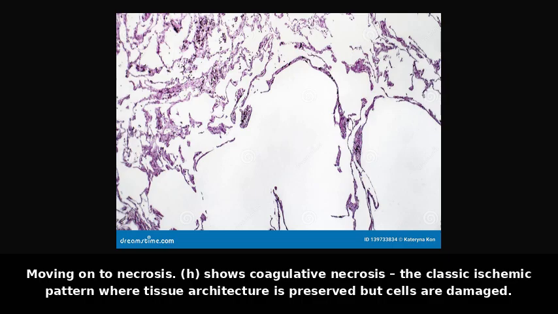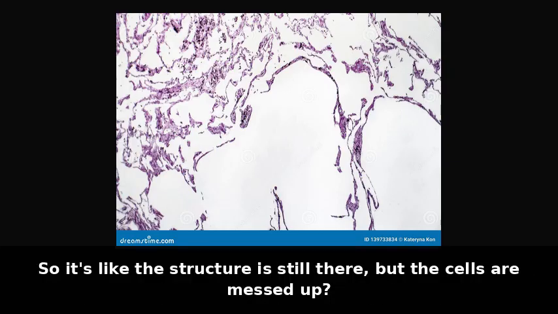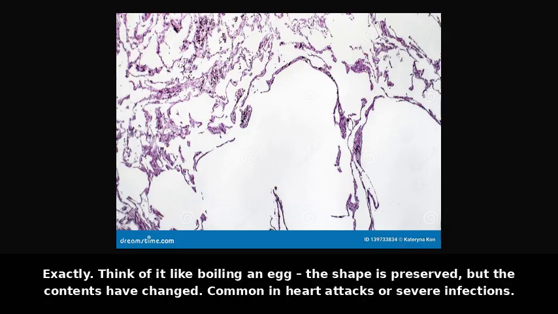Moving on to necrosis. H shows coagulative necrosis, the classic ischemic pattern where tissue architecture is preserved, but cells are damaged. So it's like the structure is still there, but the cells are messed up. Exactly. Think of it like boiling an egg: the shape is preserved, but the contents have changed. And it's common in heart attacks or severe infections.